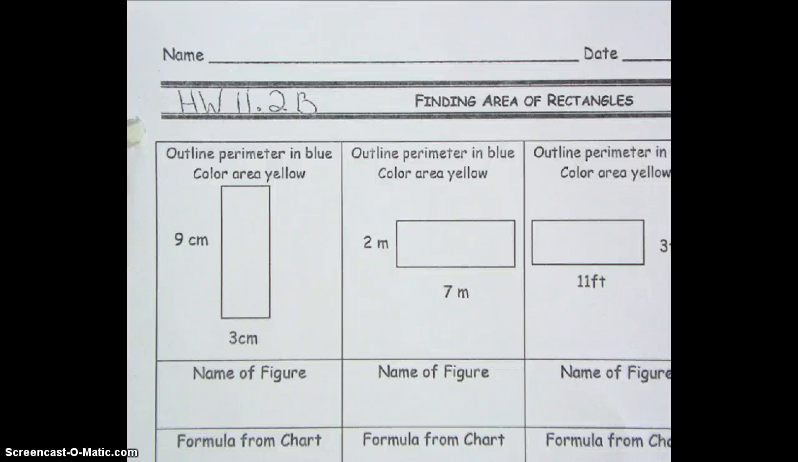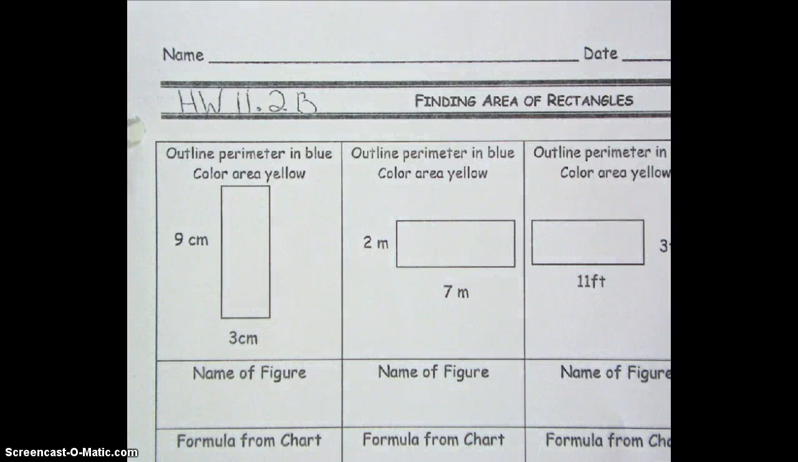Hello everybody, today we're going to be learning about how to find the area of rectangles. This should be a review from elementary school. Make sure you have your paper out, your homework 11.2B, finding area of rectangles. We're going to start by looking at the first one here.